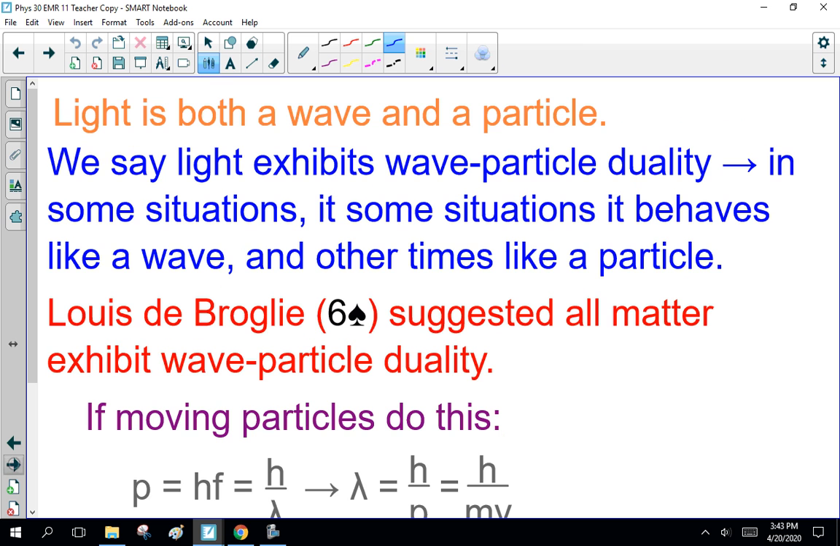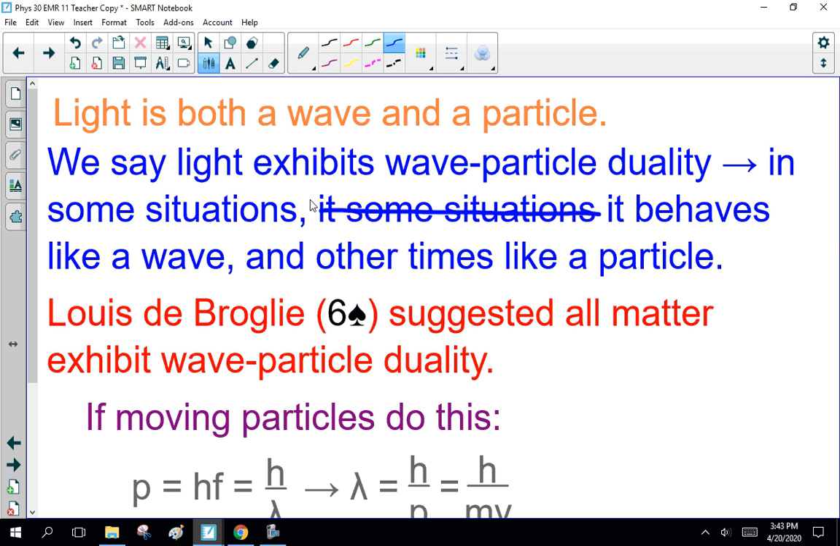Now, that leads to the interesting conclusion. Light is both a wave and a particle. We say light exhibits wave-particle duality. In some situations, it behaves like a wave, and other times it behaves like a particle. Sorry, I must improve my grammar. So sometimes it's a wave, sometimes it's a particle.